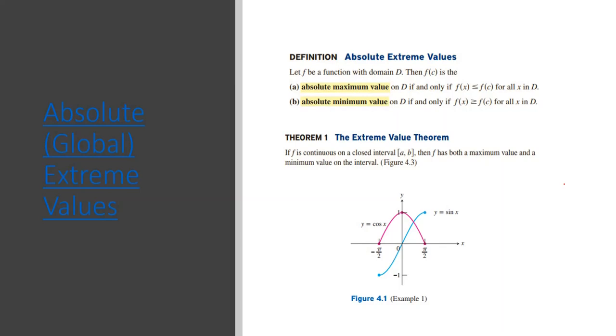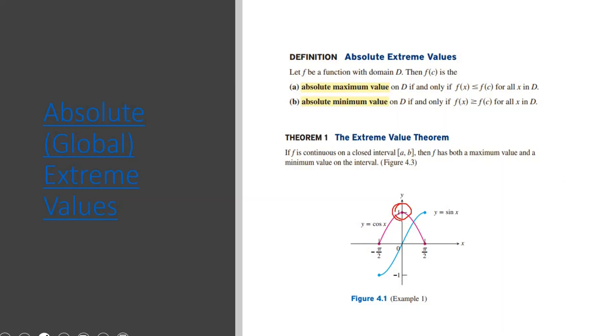So if we take a look here at figure 4.1, we see a parabola. We see y equals cosine of x, but it kind of looks like a parabola because we're only looking at it from negative pi over 2 to pi over 2. So the extreme value, the absolute maximum of this little function right here, is going to be right there, at the very highest point of the function.